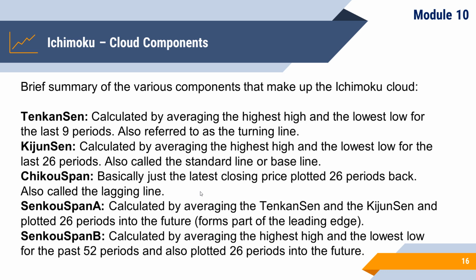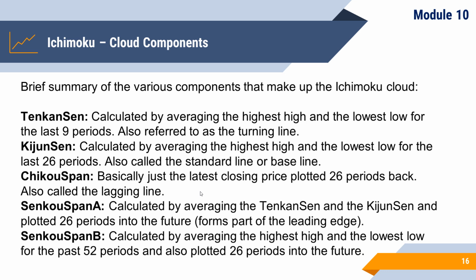Then we get the Kijun-sen line. It's calculated by averaging the highest high and the lowest low for the last 26 periods, and that's also called the standard line or baseline. Then we get what we call the Chikou span. That's basically just the latest closing price plotted 26 periods back. It's also called the lagging line.